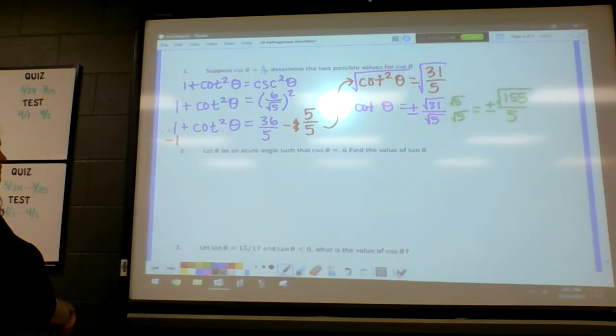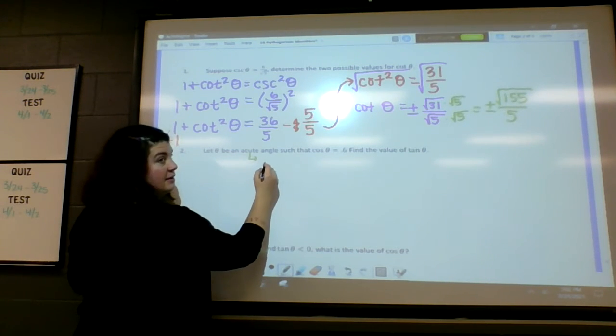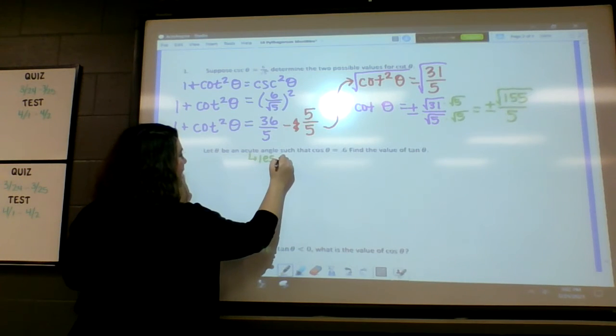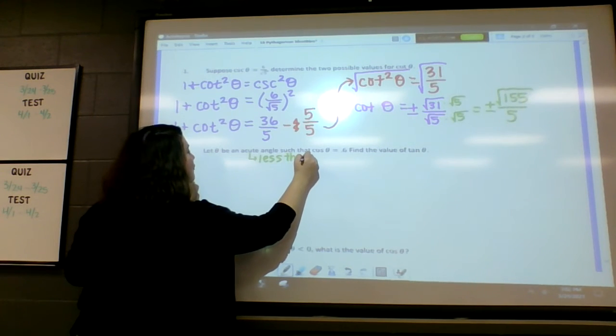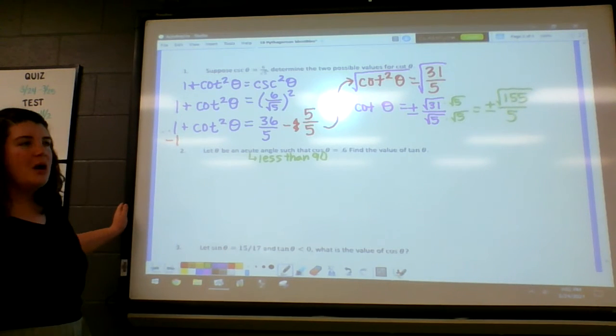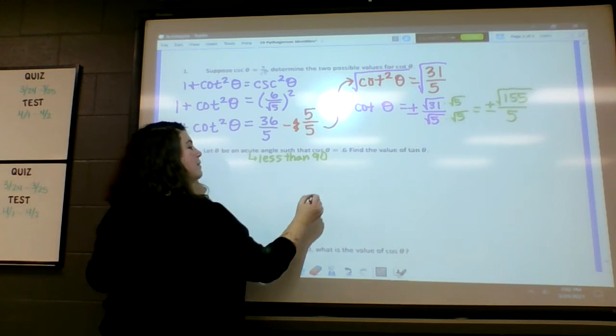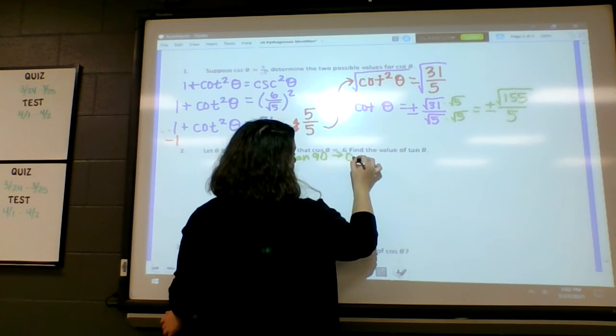All right. We're going to keep going. So theta is an acute angle. What does it mean to be acute? Acute angle is less than 90 degrees. So if we're talking that an angle is less than 90, and think about what you know about the unit circle, what quadrant is that in, less than 90? It would be in Q1.